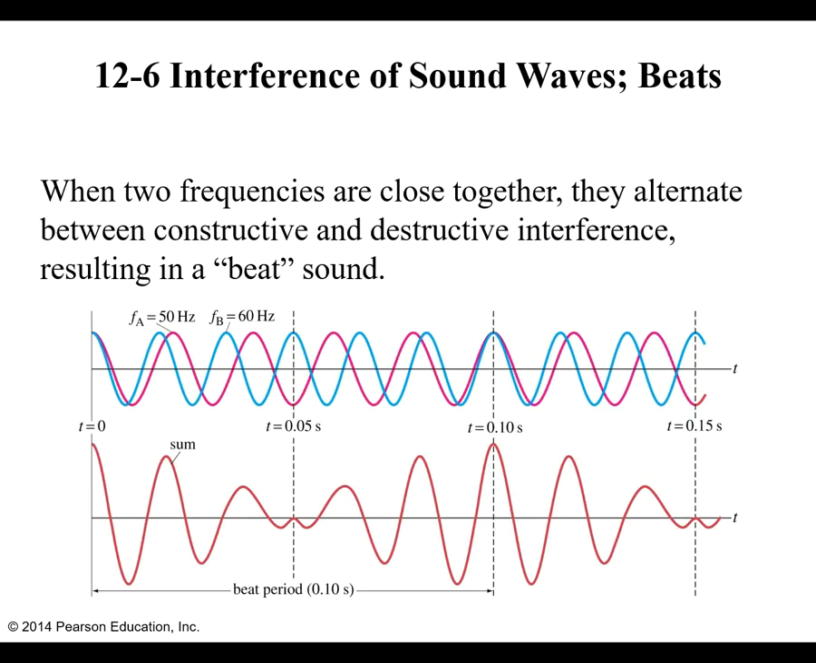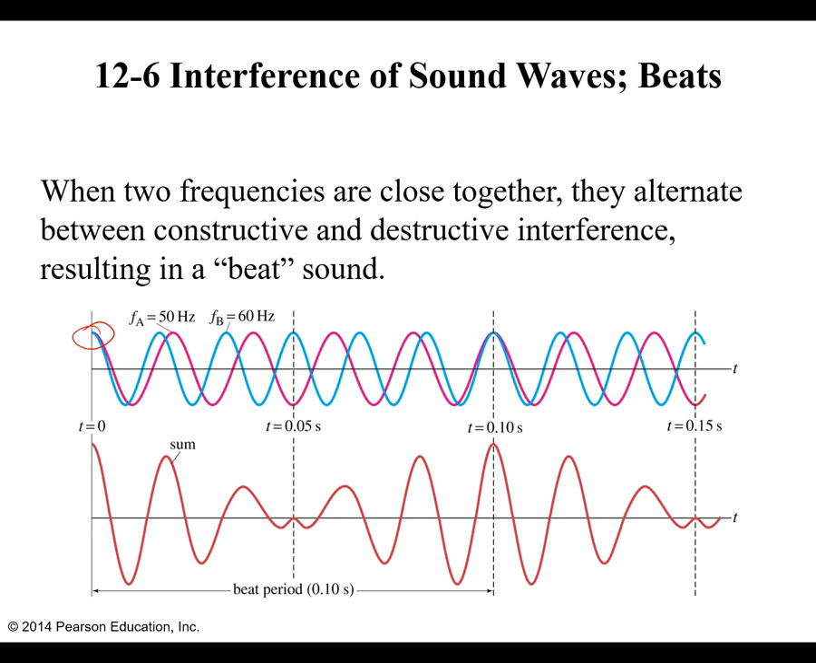But what if these two frequencies are close but not quite exactly the same? In that case, their interference pattern is not going to be consistent through space. But we'll take a look at what's happening as far as their interference patterns through time instead. So here on the left, you have two waves that are both at a crest. This purple wave is oscillating at 50 hertz while the blue wave is oscillating at 60.